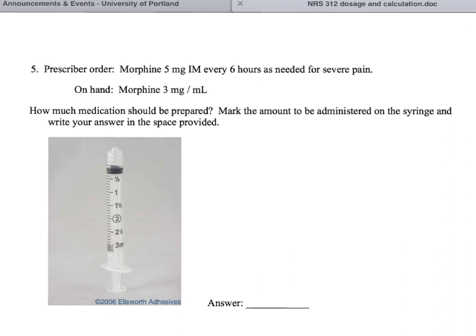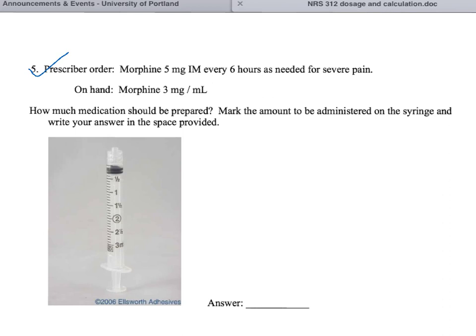Let's start with a very basic and simple medication order and calculate how much medication we need to give this patient. The first thing that you should do is read through the question. So we see here that we have a prescriber order, and a prescriber is like a physician or a nurse practitioner, and in some cases physician's assistants can prescribe.